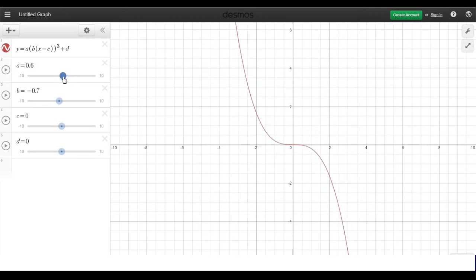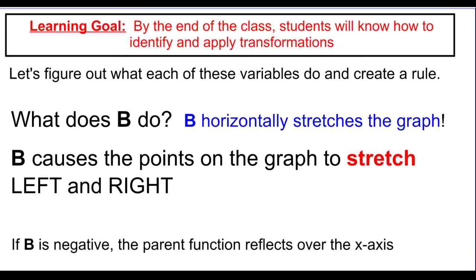Right here, my reflection is going up and down, right? When I'm talking about B, my reflection kind of looks the same, but it's going left and right instead. Okay, so it's a horizontal flip instead of a vertical flip. Right, so if I go back, B is horizontally stretching and shrinking the graph, and it also does a reflection.